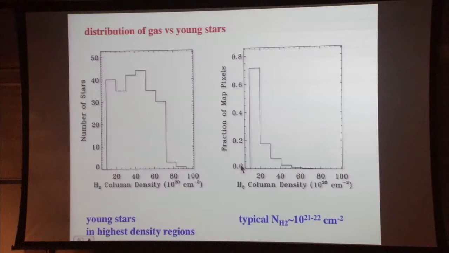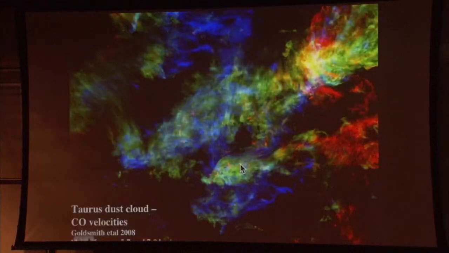So what they've done here is to plot the number of those young stellar objects as a function of column density of H2. And you see the distribution looks like this, a large range of column densities. But then the fraction of the pixels in the map as a function of column density, you can see the preponderance of the pixels are actually at low column density, whereas the star formation is spread over essentially the higher column densities. Now, the most beautiful image in astronomy.